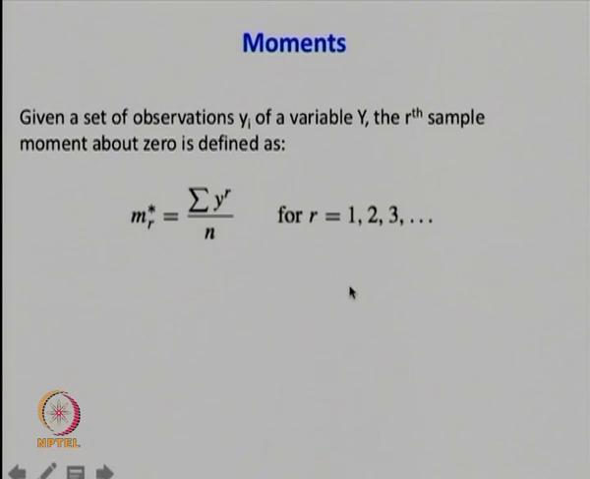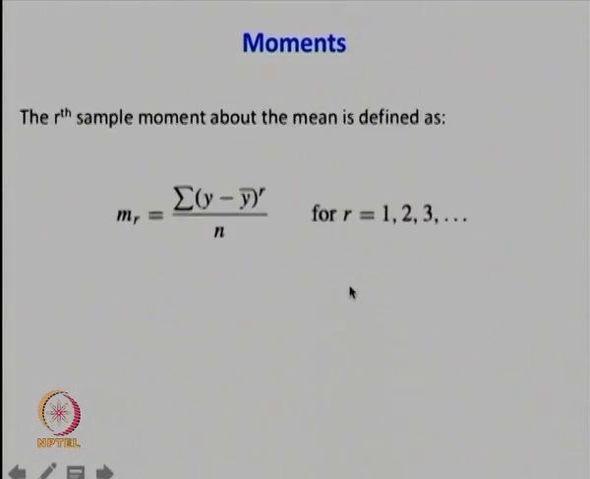We can next define, in a more general sense, the rth sample moment about any particular value, and in particular we want the rth sample moment about the mean. The rth sample moment about the mean is defined by summation y minus y bar to the power r by n, for r equal to 1, 2, 3, and so on. If we are to generalize it about a value a, instead of y bar we will put a.